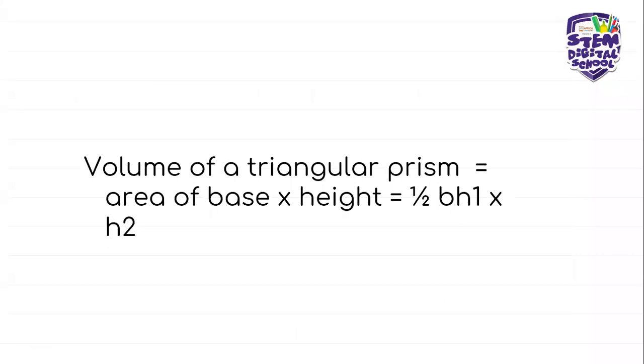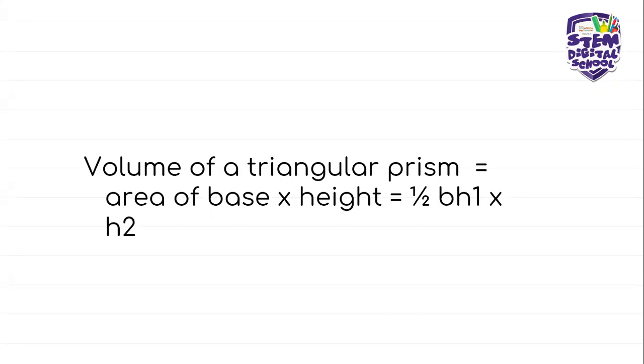So the area of the base times the height. The base is a triangle, and we all know that the formula to calculate the area of a triangle is half the base multiplied by the height. So you'll have the first height, which we call height one, because that is the height of the triangle. And you multiply everything by height two. Height two is the height of the entire prism.